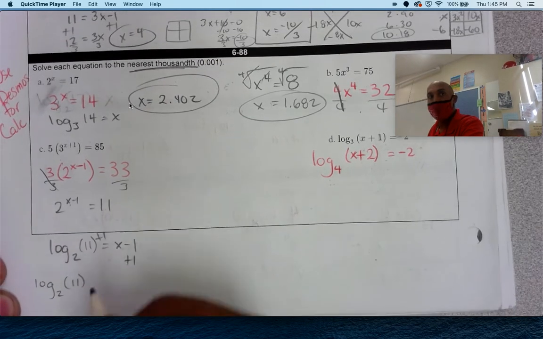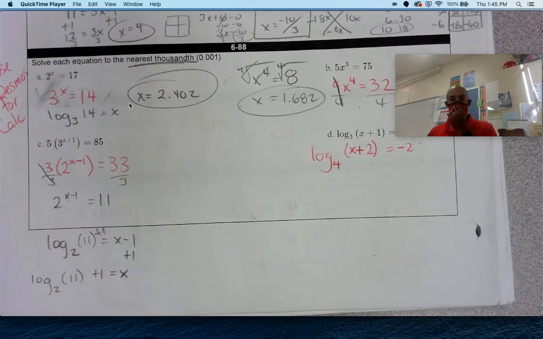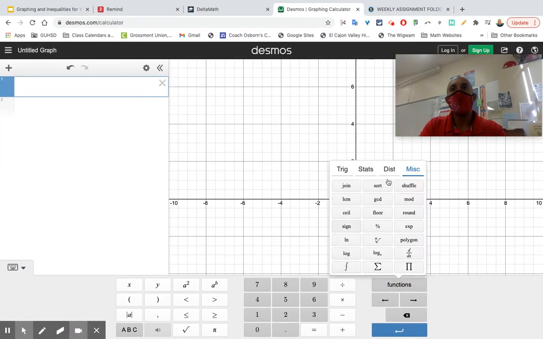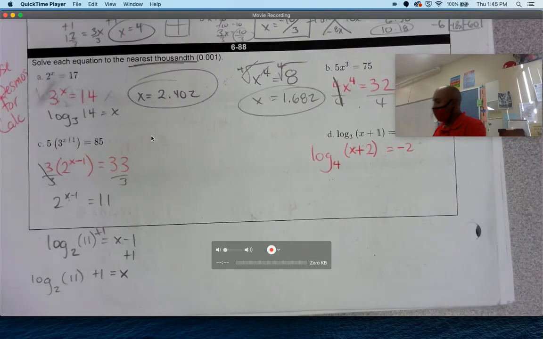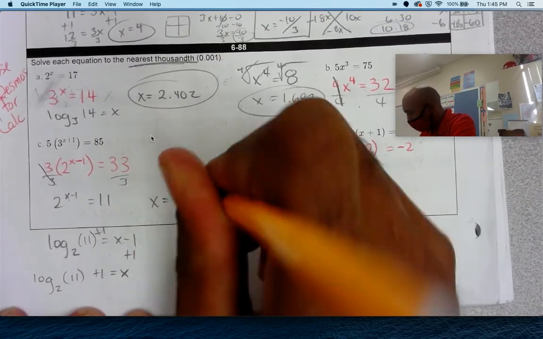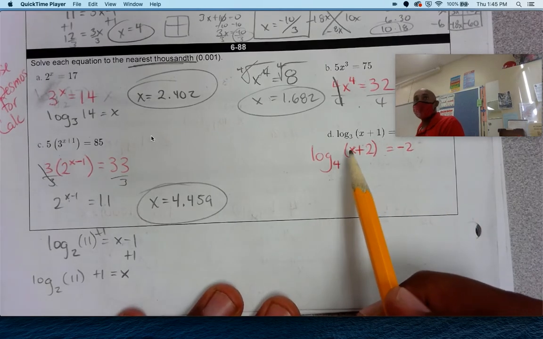I do that, and then I add 1. Okay, so make sure you do this separately. All right, so when I plug this in up here, you get the log base function. There it is, 2, 11, and go outside the parentheses and put plus 1. Okay, so let's see, we got here 4.459. That 4 doesn't change the 9, so it's 459. So x equals 4.459.